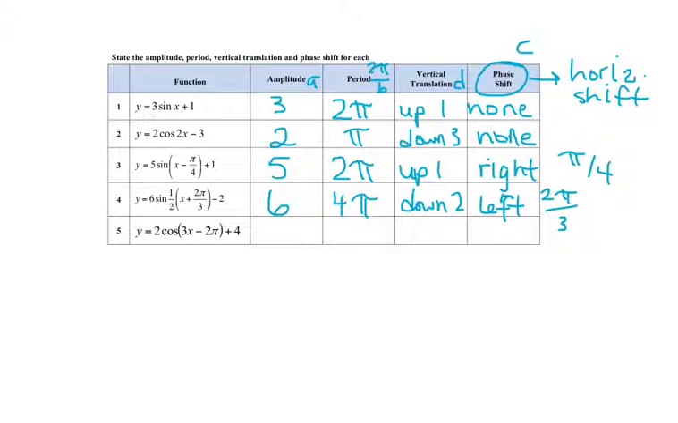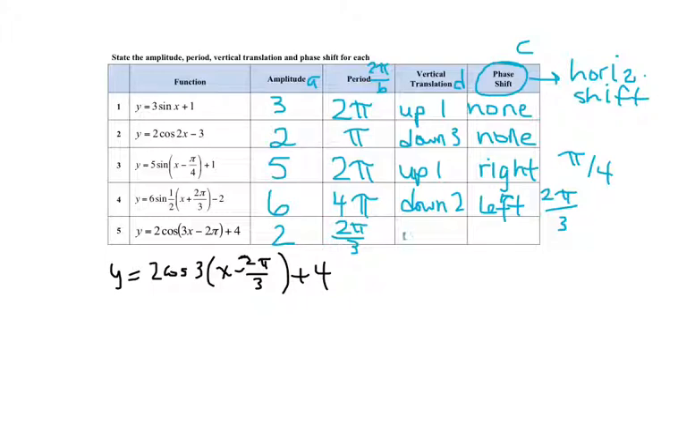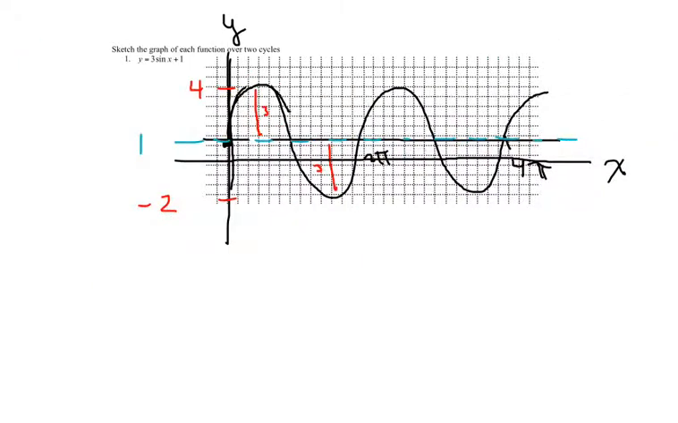Okay, I'm also going to fill in the table here so we don't have to come back to it. First of all, though, we need to know that this is y equals 2 cos 3 x minus 2 pi over 3. So we have to factor out that 3. And then we can say that our amplitude is 2. Our period is 2 pi thirds. Our vertical translation is up 4. And our phase shift is right 2 pi over 3. Let's look at these. These are some pretty hefty graphs here.